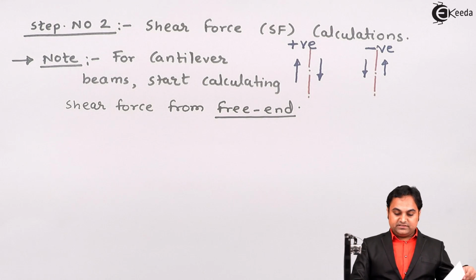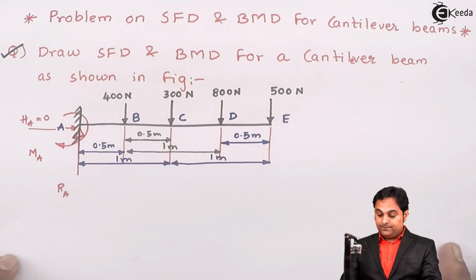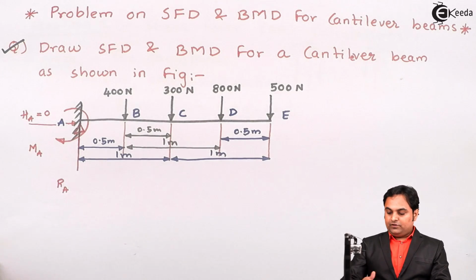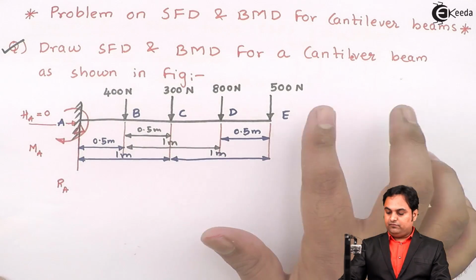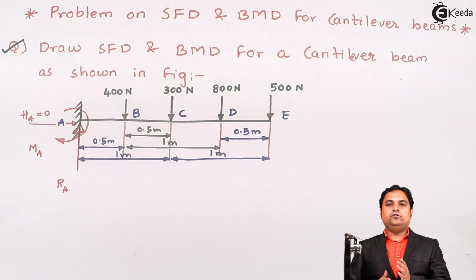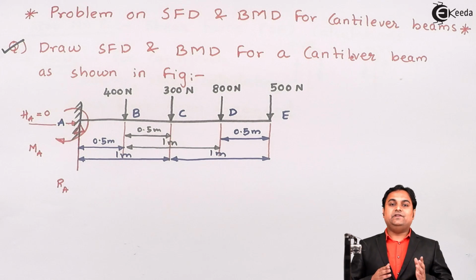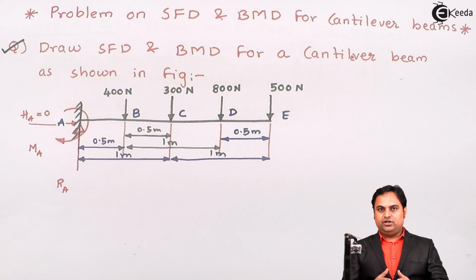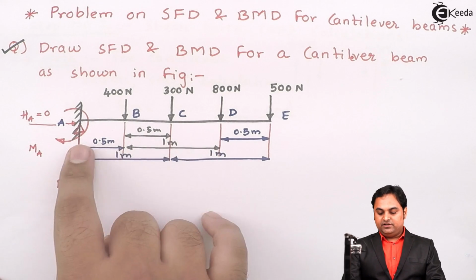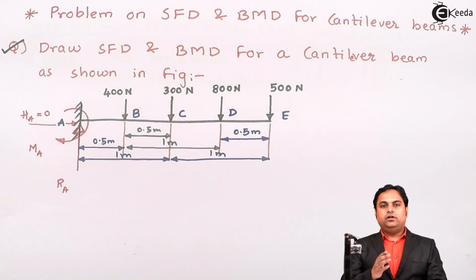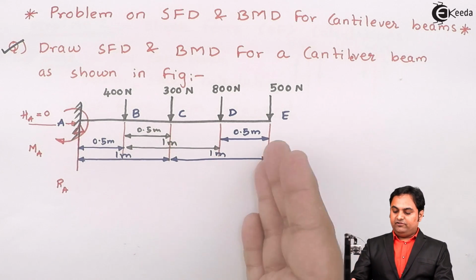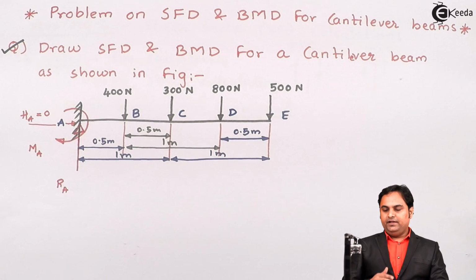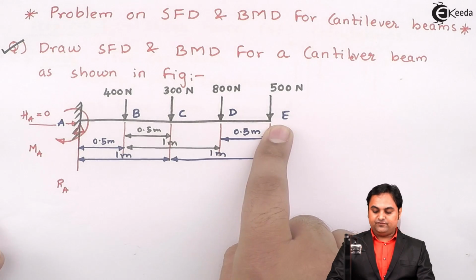Now why I am starting the calculation from the free end is this shear force will continuously go on increasing from right to left, that is from free end to fixed end. Shear force value will go on increasing. So that will help us while plotting the shear force diagram. Even if we take the shear force from the left end, that is the fixed end, then also we are correct. But preferably we should take it from the free end, because the shear force value will go on increasing. So first I will find shear force at point E.